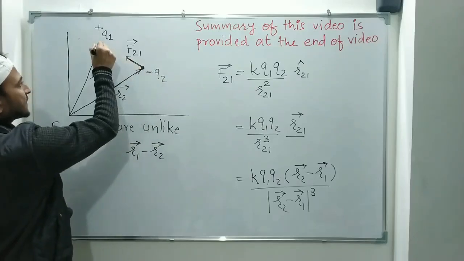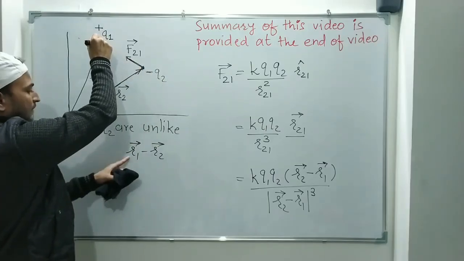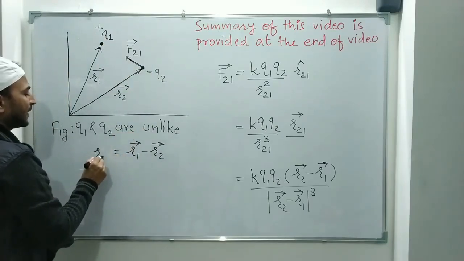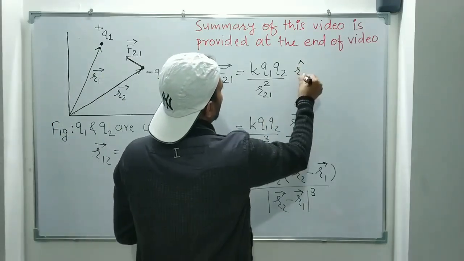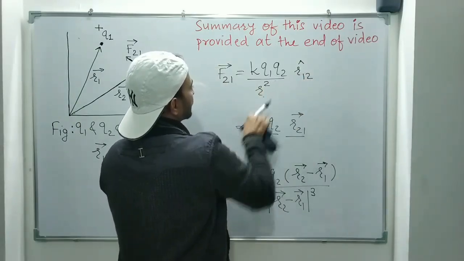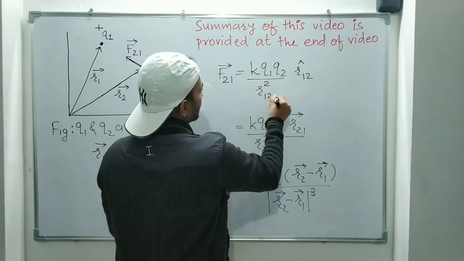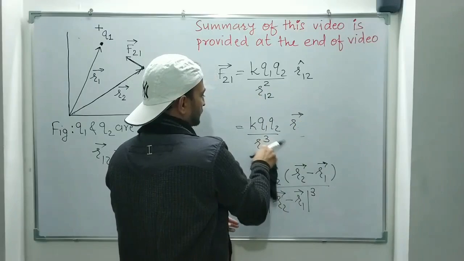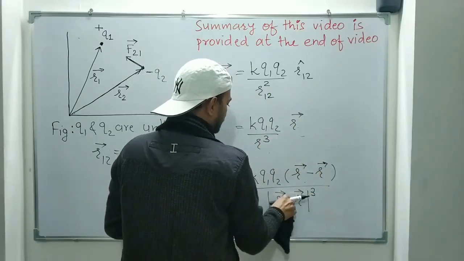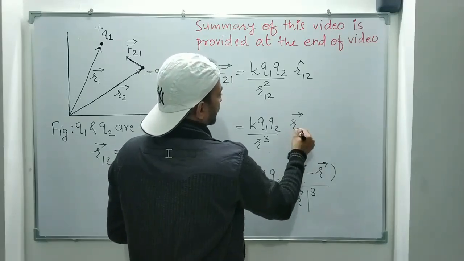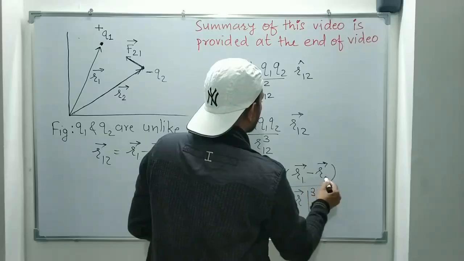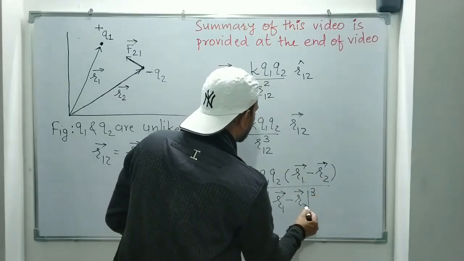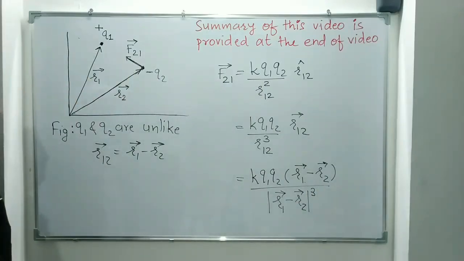This is initial, this is final. Final minus initial will be the R12 vector. So that will be R12 vector over R12 cube, R1 minus R2.